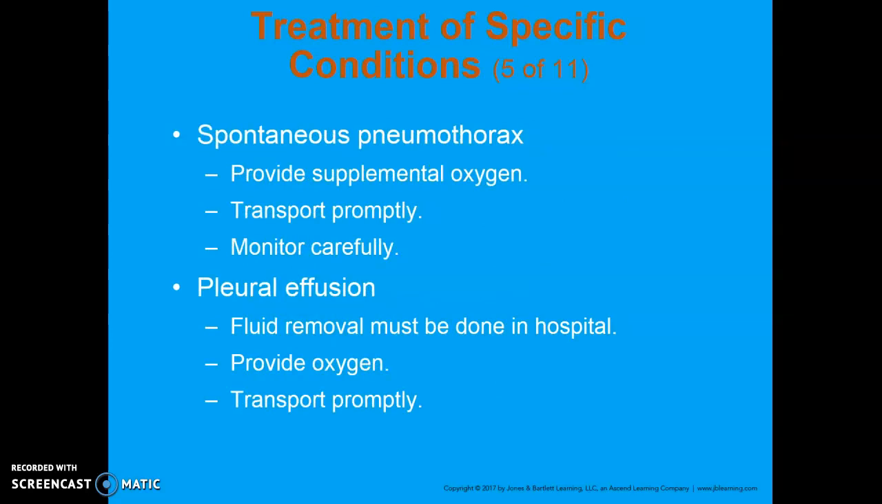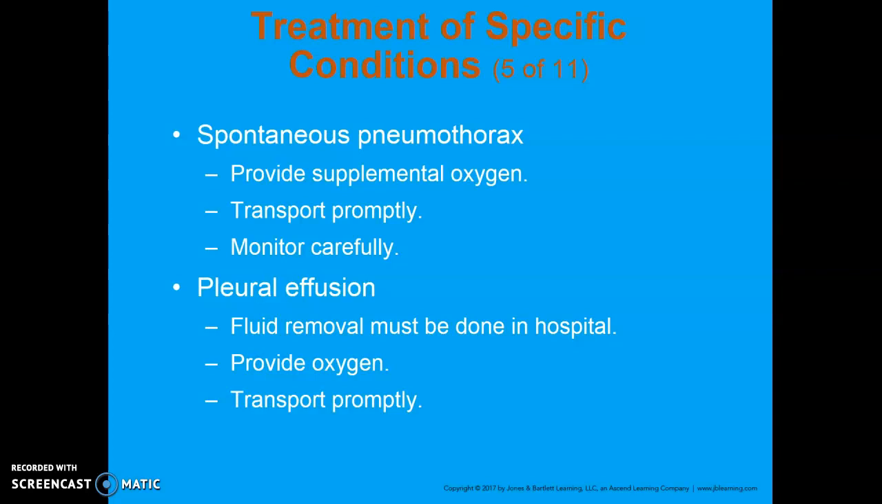Spontaneous pneumo, provide supplemental oxygen, transport promptly. You want to monitor very, very carefully, and you want to be very conscientious of providing positive pressure ventilation, because that can actually make that pneumothorax worse. So if the patient doesn't need to be bagged, really we try not to bag them as much as possible.